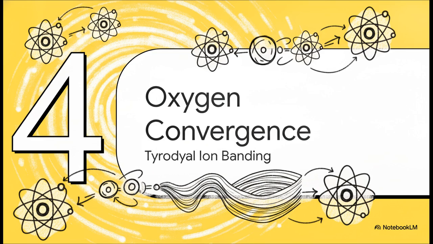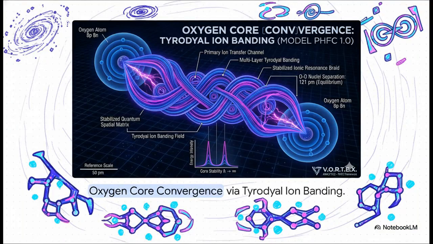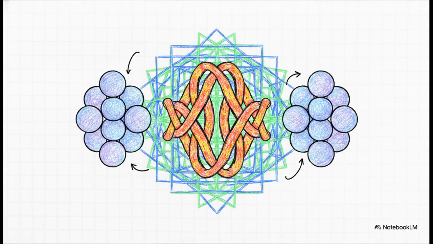Which brings us to Section 4, Oxygen Core Convergence, specifically looking at Fractal ion banding. Let's look at what happens when foundational subatomic rules manifest during atom interactions. When we examine oxygen core convergence under this model, we're looking at two oxygen atoms, but they aren't just loosely sharing electrons in some empty void. No way. They are powerfully bound together by this complex, glowing, multi-layered matrix known as toroidal ion banding. This spatial matrix mechanically locks the oxygen nuclei at an exact equilibrium separation of 121 picometers.